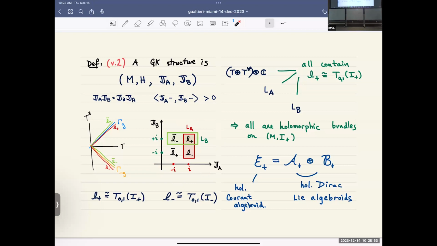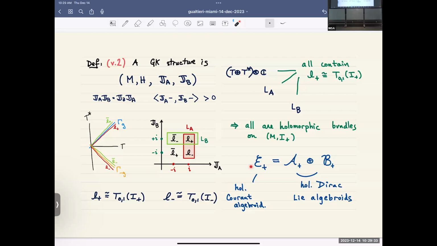And what that means is that all these bundles get a del bar operator. So they all become holomorphic with respect to I plus, okay? And as a result, T plus T star becomes a holomorphic bundle. Now that holomorphic bundle turns out not to be holomorphic T plus holomorphic T star. It turns out to be a deformation of that. It's a non-trivial extension of T by T star in the holomorphic category. So we get what we call a holomorphic Courant algebroid, because it's like T plus T star, it has a bracket, but it's holomorphic.